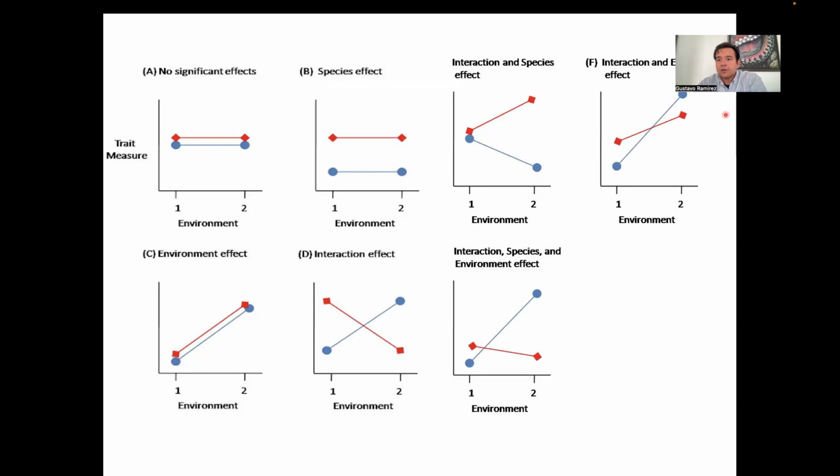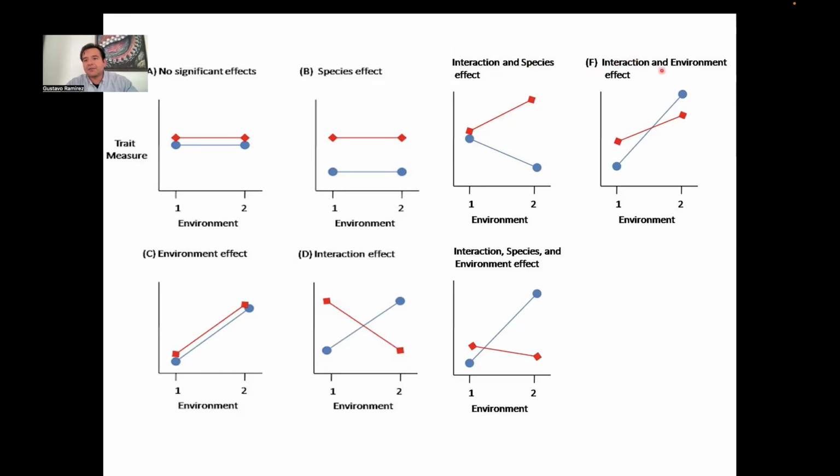Okay, what do we have here? Let me move my screen out of the way. Here we would also have an interaction and an environmental effect. So again, the mean here for this environment is there. The mean for the second environment is up here now. So the mean is changing across the levels of environment. The difference in the means between the levels of species, blue versus red, is more or less the same, but it's inverted across environments. That inversion indicates an interaction.